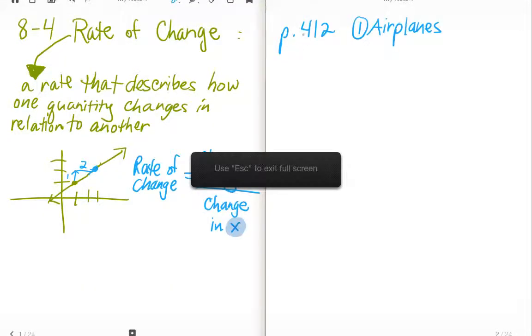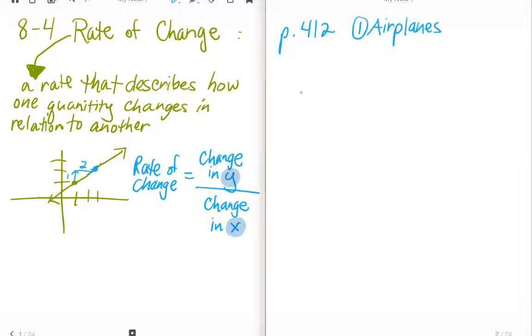On page 412, number 1, it says airplanes. Find the rate of change between point E and point F in the airplane position graph above. So I want you to go ahead and look up there at the graph on that page, and you're looking between E and F. Find its rate of change.